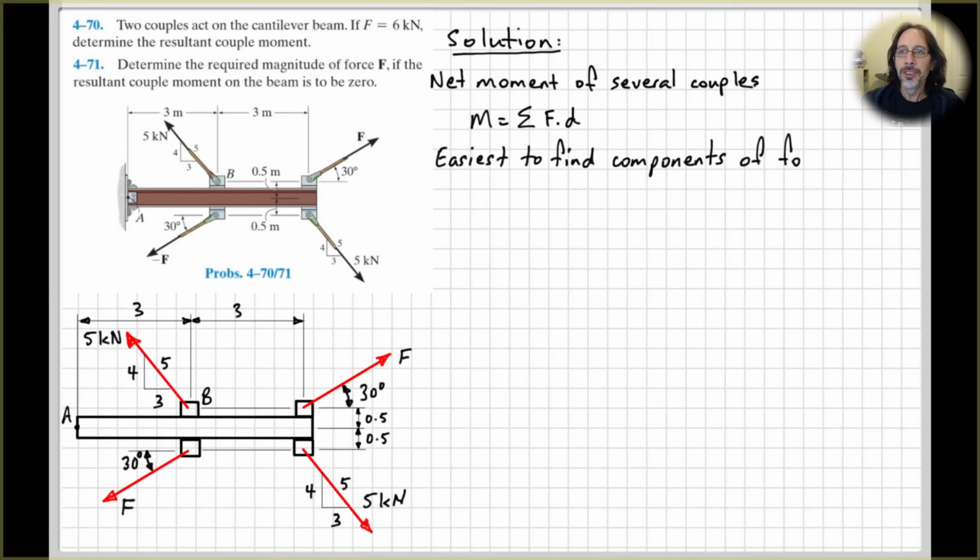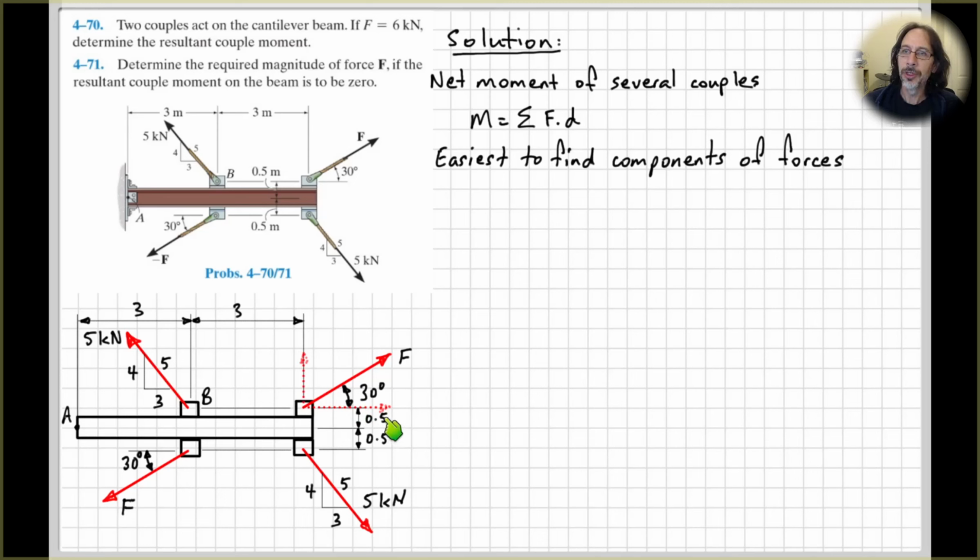So for this particular problem, and for most problems, usually the easiest approach is to find the components of the forces, rather than to find the perpendicular distance between the forces. Right, so we've already been given this dimension here between the forces. We've got this dimension here, 3. So if we find vertical and horizontal components of these forces, and then find the net couple of those forces, then that will be the easiest approach.